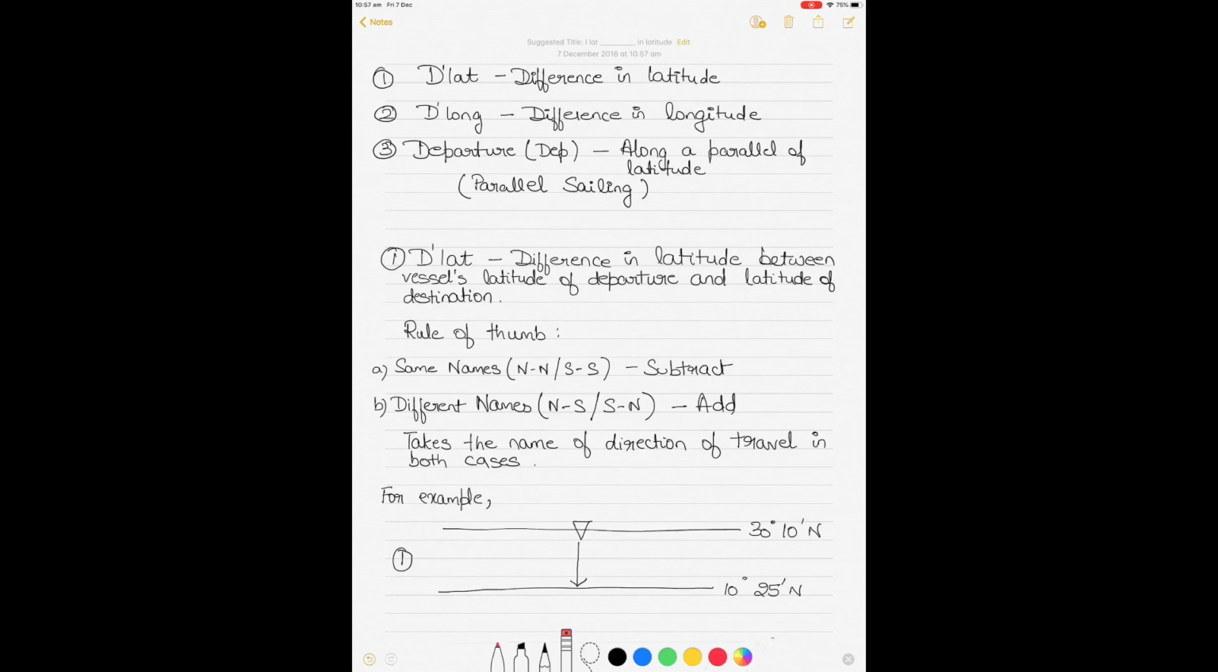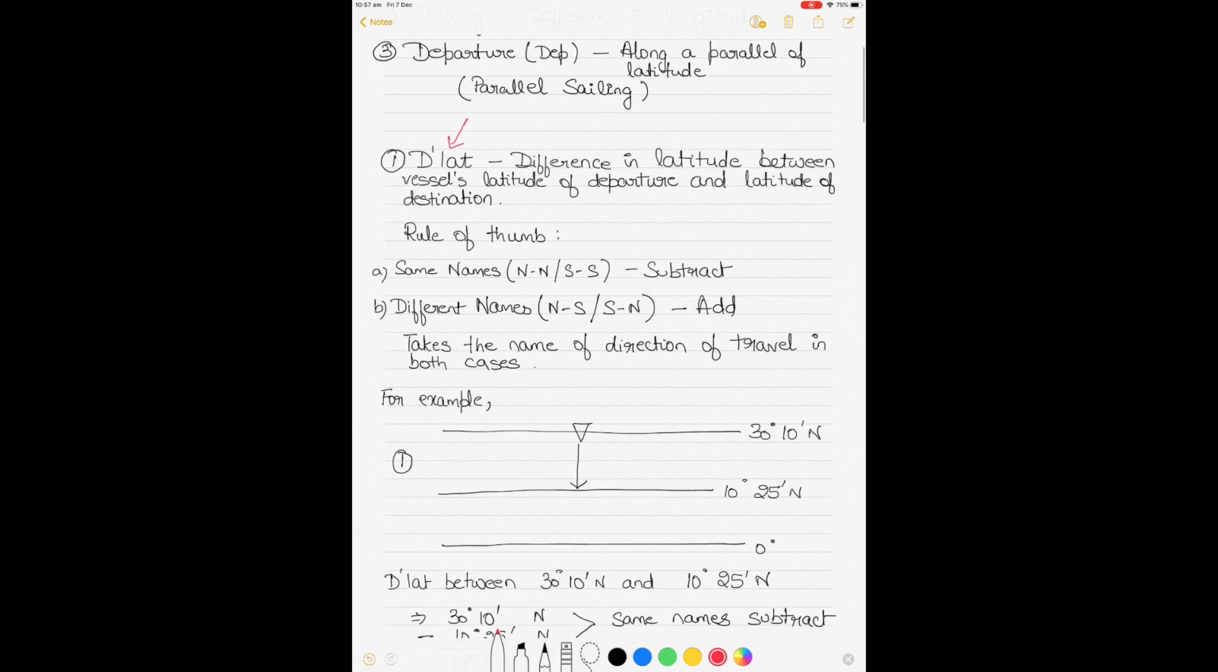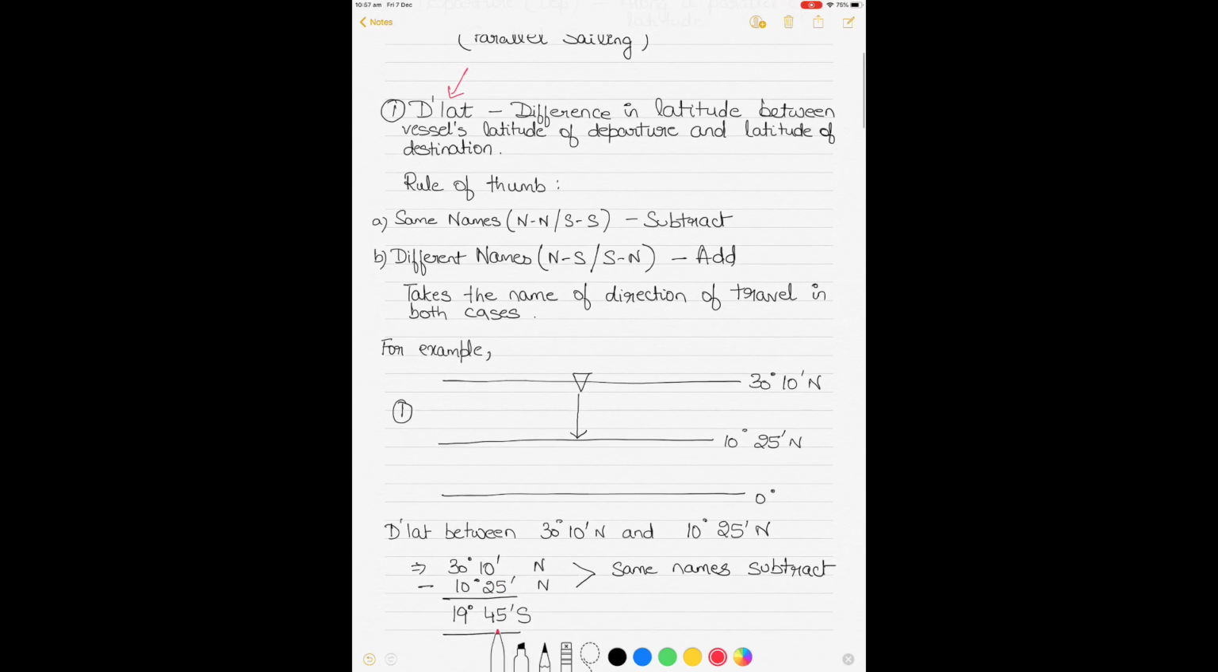Hi guys, today we'll be talking about calculating dlat, or the difference in latitude, dlong, or the difference in longitude, and departure along a parallel of latitude, which is also called parallel sailing. So let's start with dlat first. Dlat is the difference in latitude between the vessel's latitude of departure and latitude of destination.